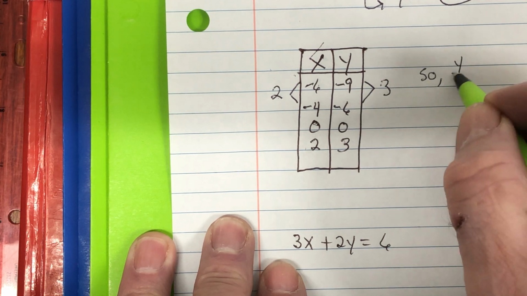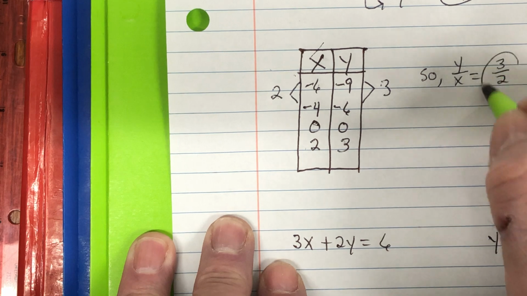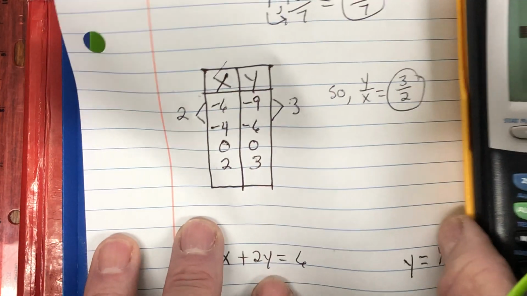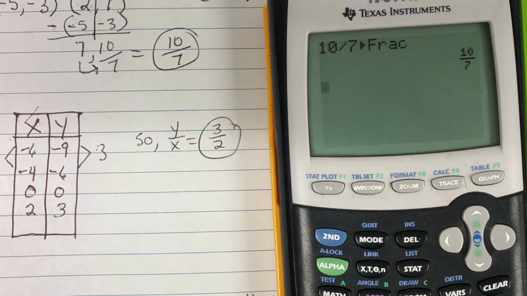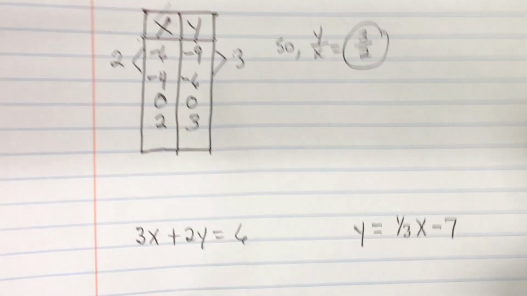So y over x equals 3 over 2. The slope is 3 over 2. Type it in calculator to see if it reduces. 3 divided by 2. Math, enter, enter. It doesn't reduce. That's the answer.